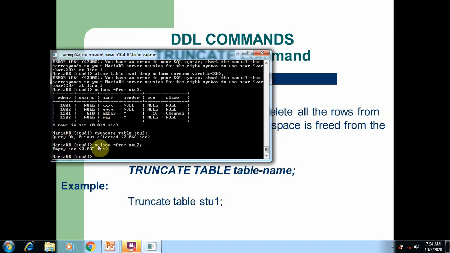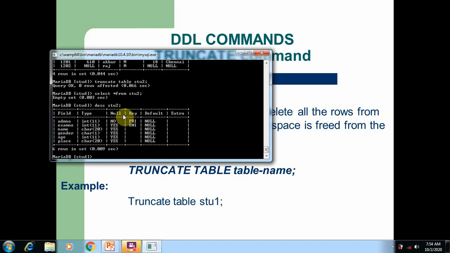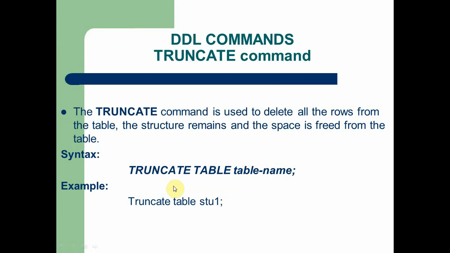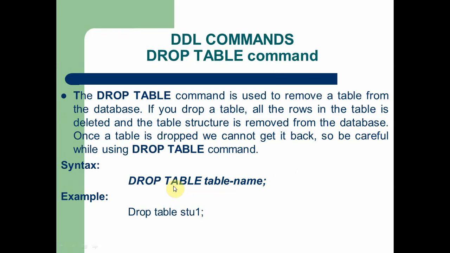So when you try to open the second table after the truncate command is executed, you can see an empty set is available. It means there is no record, but the table remains. Using the describe command, you can see the table structure. Here the table remains, but records are not available. All the records are deleted permanently. Now the next command is drop table.